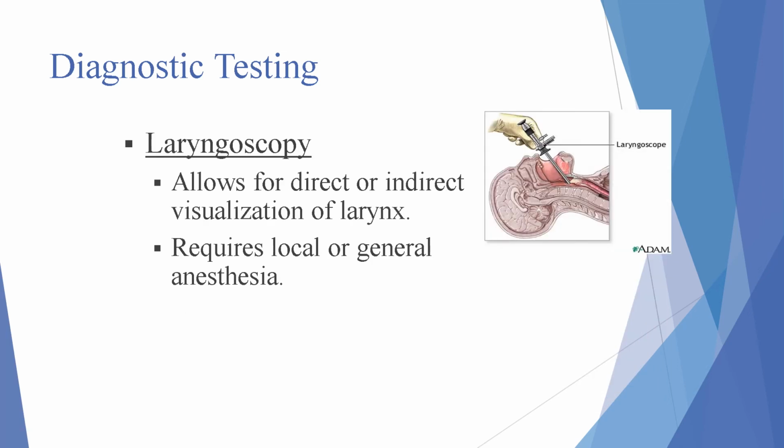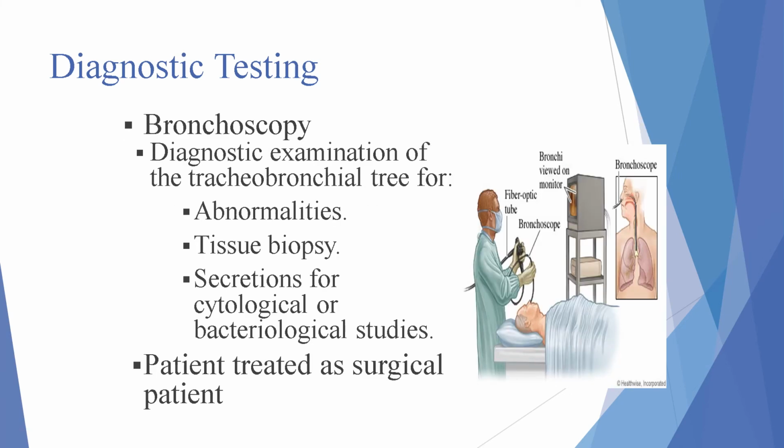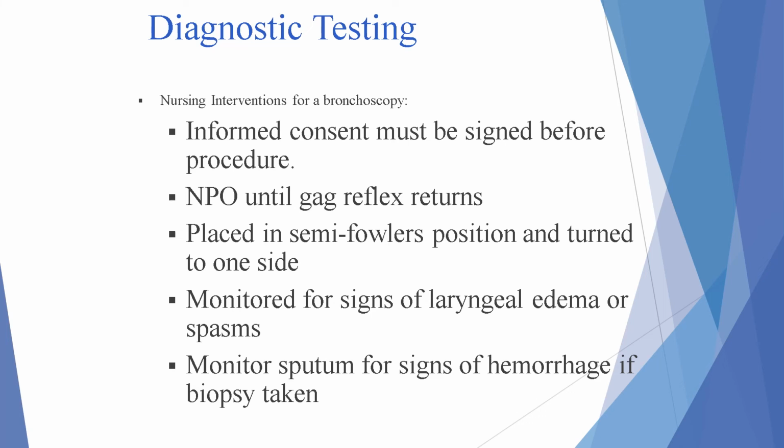All these types of tests need to have a procedure, and you need to get the consent from the patient. So bronchoscope, it's a tube going in so they can see everything that's going on. So we need to inform the patient before the procedure, NPO until gag reflex returns, place in semi-Fowler's position, turn to one side, monitor for laryngeal edema, spasms, monitor sputum for signs of hemorrhage if biopsy.